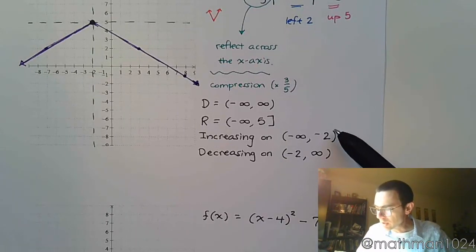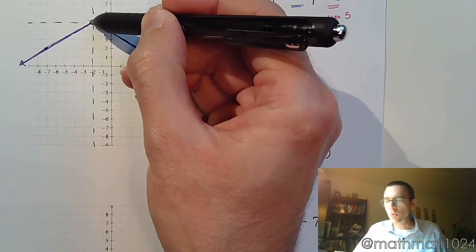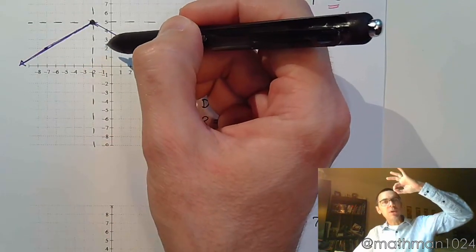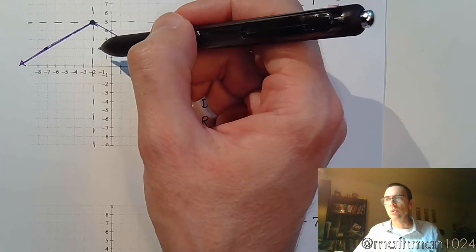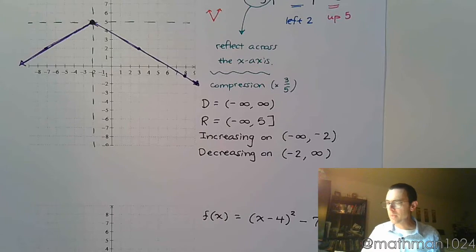Understand here at negative 2 we're using parentheses, because when x equals negative 2, you are not going up and you're not going down because it's at the pinnacle. It's at the very top. So it's neither increasing nor decreasing. Okay? So when we talk about those intervals, they're always open intervals, parentheses on both sides.